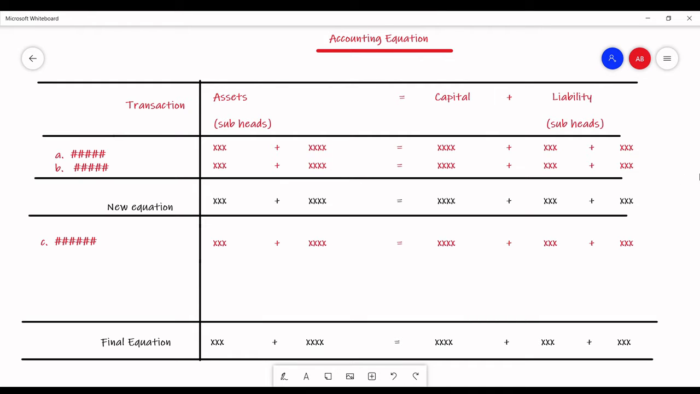Now, at every stage, our accounting equation will be verified. The balance of the assets will always be equal to the balances of the capital plus liability. So, without further ado, let's begin with our problems.